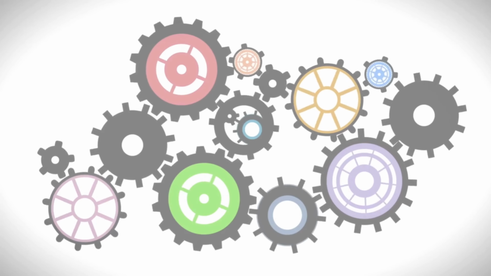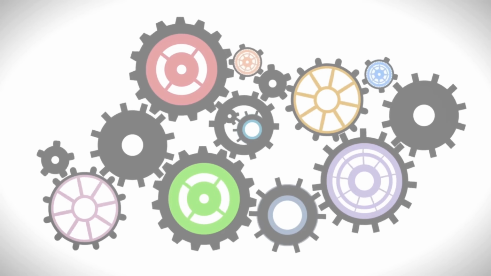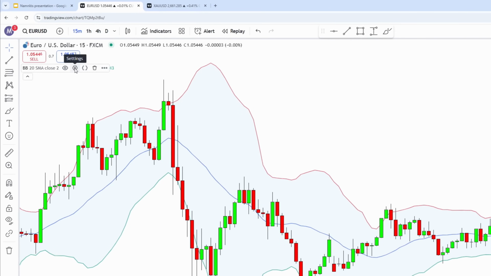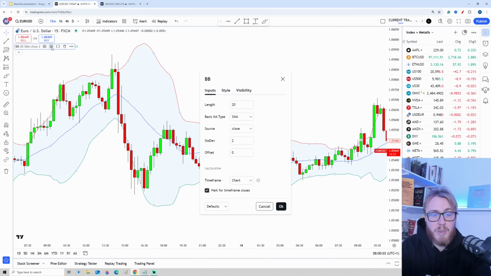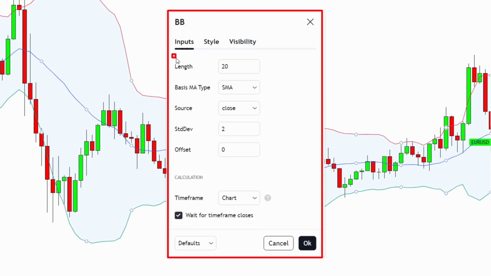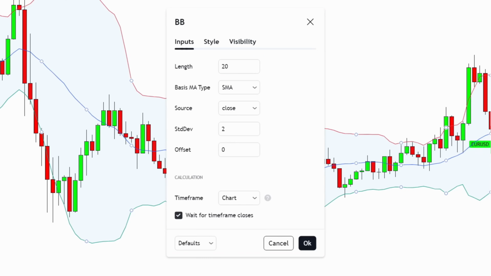And now to change the settings of the Bollinger Band, what you need to do is simply go up here to the upper left corner and press on the settings cogwheel right here. And as you can see here, we have a window appearing and we have a few different settings. The first setting is called length. This setting right here determines the length of the moving average. And remember from earlier in the course, the standard length of the moving average is 20.